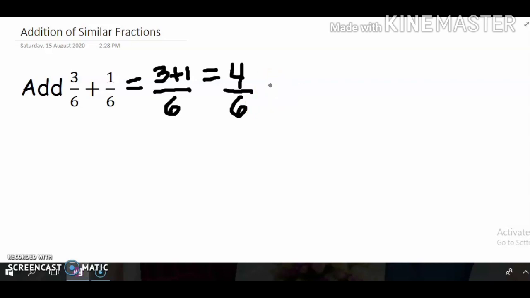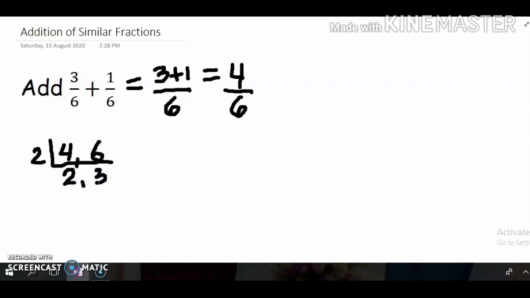Ang 4 over 6 ay pwede pang i-express sa lowest term. Ano nga ang hahanapin natin para ma-express natin ang fraction sa lowest term? We are going to find the GCF of 4 and 6. So, tinuro ko na nakaraan, gamit tayo ng continuous division. So, 4 and 6. Saan divisible ang 4 at 6? We can divide them by 2. 4 divided by 2 is 2, and 6 divided by 2 ay 3.